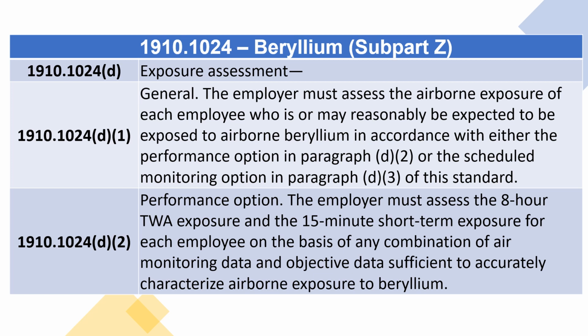1910.1024(d)(2), performance option. The employer must assess the 8-hour TWA exposure and the 15-minute short-term exposure for each employee on the basis of any combination of air monitoring data and objective data sufficient to accurately characterize airborne exposure to beryllium.